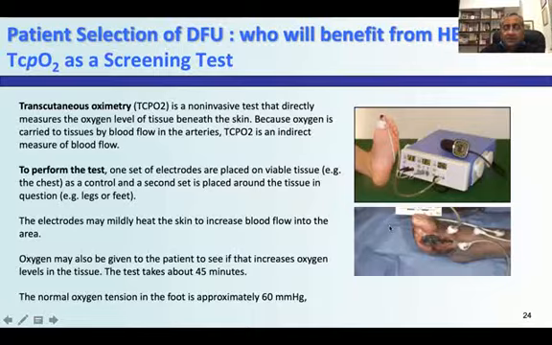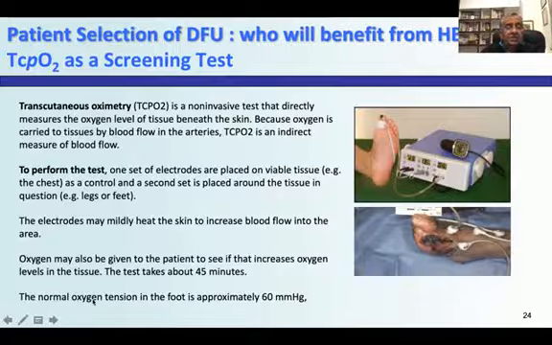This slide shows you how the procedure is performed. This is the transcutaneous oximeter, and these are the electrodes which are placed on the foot, and the readings are looked at from here. Oxygen may also be given to the patient if we want to demonstrate that giving additional oxygen during hyperbaric will benefit.